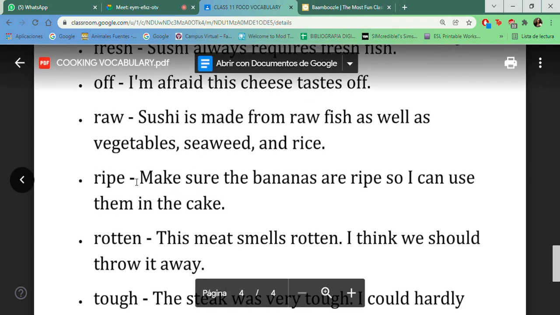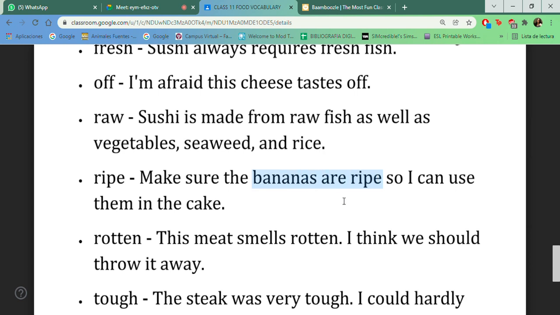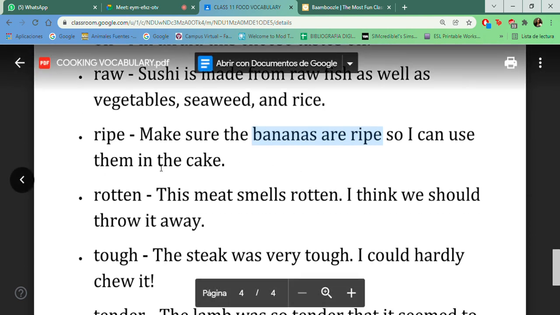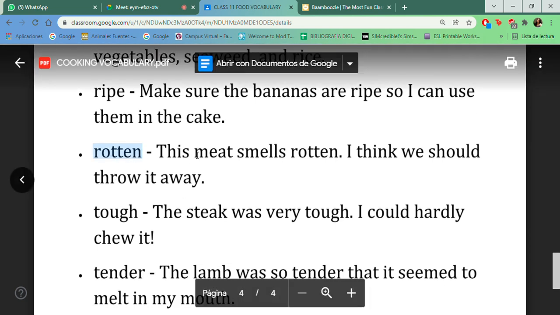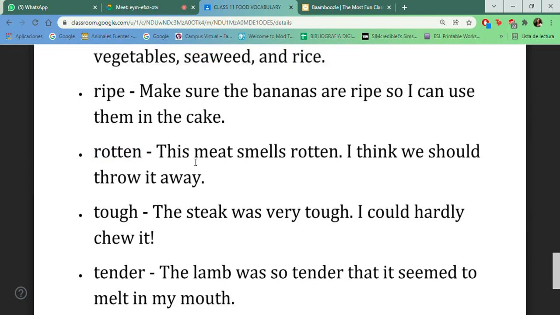Let's see, ripe. Okay, make sure the bananas are ripe so I can use them in the cake, for example. Rotten meat, for example, right? I don't know if you play Minecraft. No, you don't? Well, yes, you have rotten meat from Minecraft. I played.